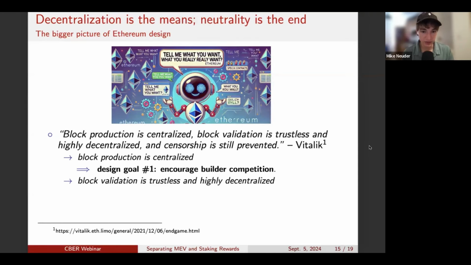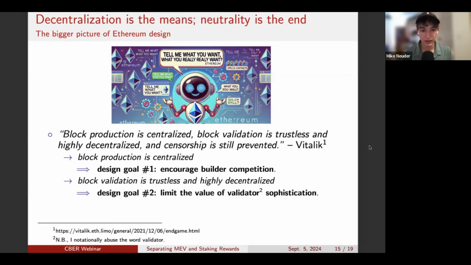Block validation is trustless and highly decentralized. I take this as we want to limit the value of validator sophistication. So this is tying back into these timing games and the value of being a validator in the first place. The big picture of this whole talk is: how are validators rewarded and why? We want validators to be rewarded approximately evenly. So as a home staker, I should get about the same rewards as I would if I joined Coinbase or a staking pool.